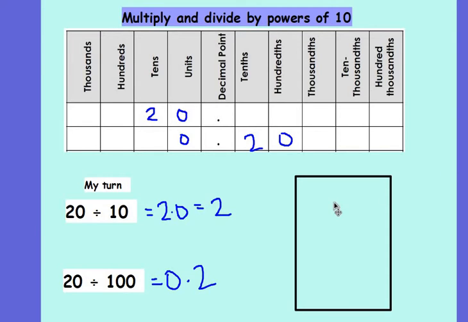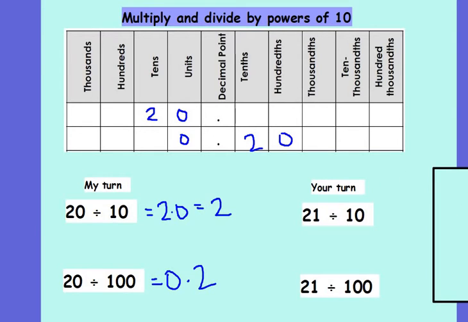Okay, Year 9, in your light blue books, can you have a go at these two questions for me? Pause the video and have a go at those now, please. So the answers I was looking for 2.1. And if I divide by 100, I get 0.21.